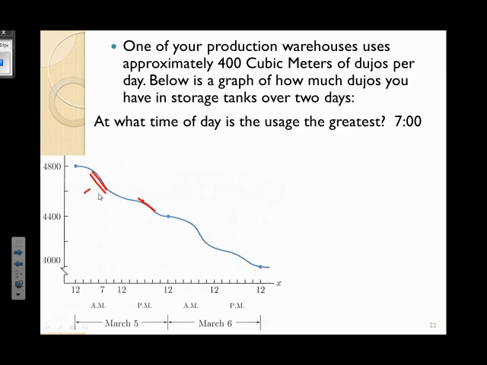So this appears to be the time so far. We notice in the next day, it's also similar, at about the same time as over here. So it seems to be recurring at about 7 every day. So it appears that at 7 a.m. our usage is the greatest because the amount of DUOS in the tanks goes down the fastest over this time.